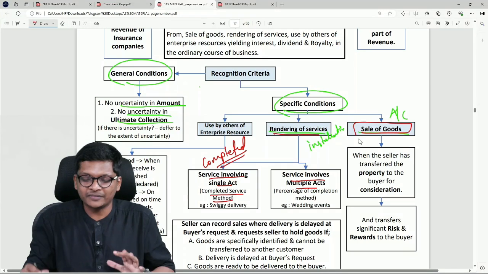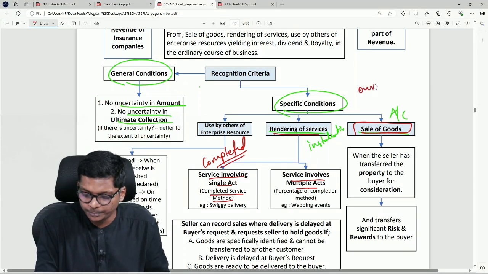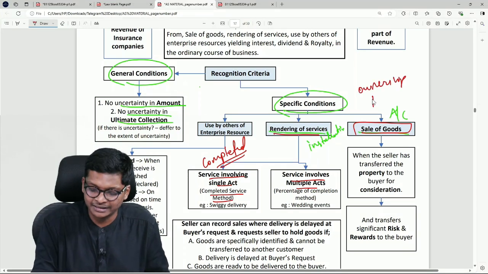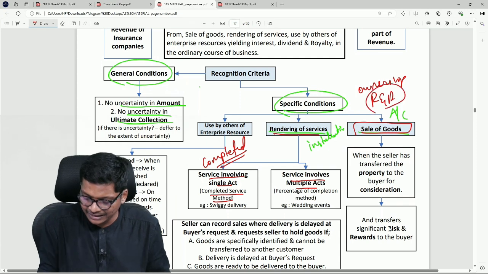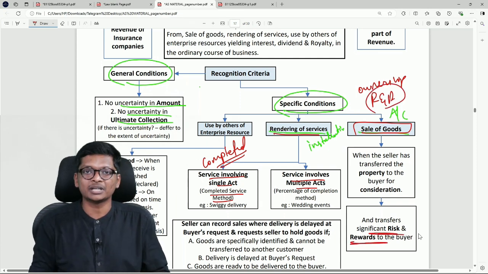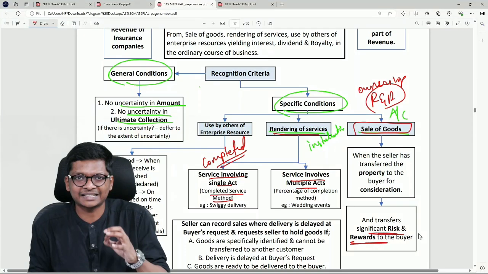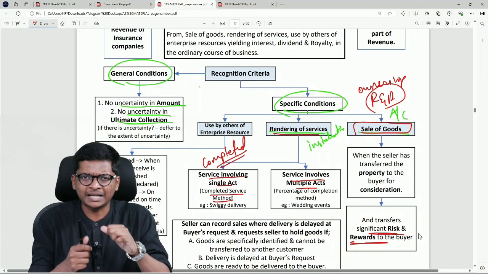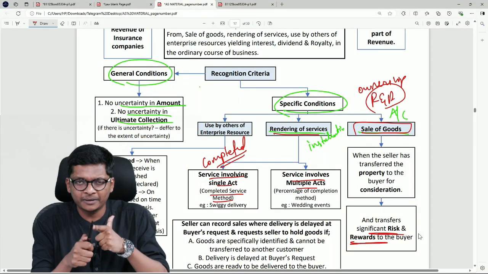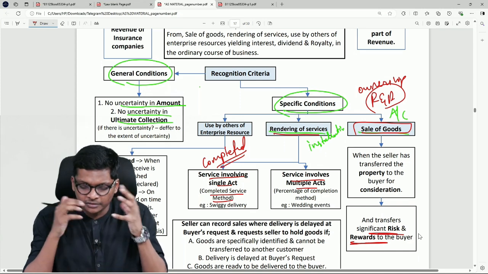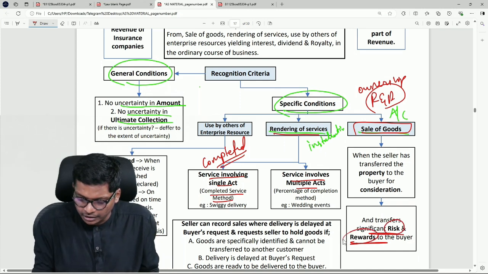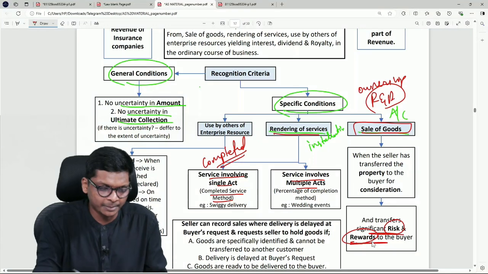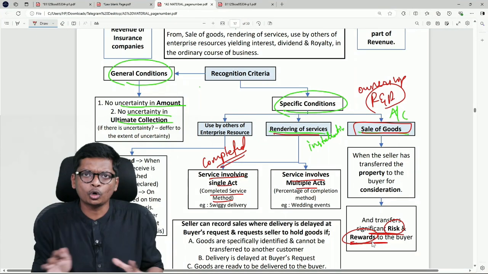Sale of goods means very simple. When the ownership is transferred to the other person, in other words, when risk and rewards are transferred to the buyer, you will recognize the revenue. Remember guys, we don't care about delivery, we don't care about payment, we don't care about invoice. The term used in the standard is risk and rewards are transferred to the buyer. This is the core concept.